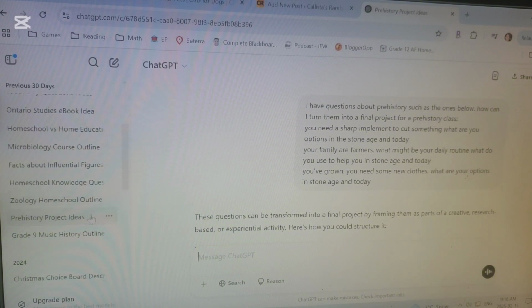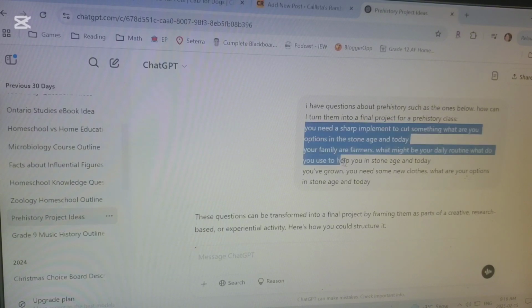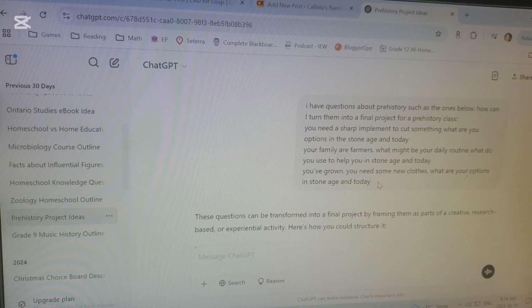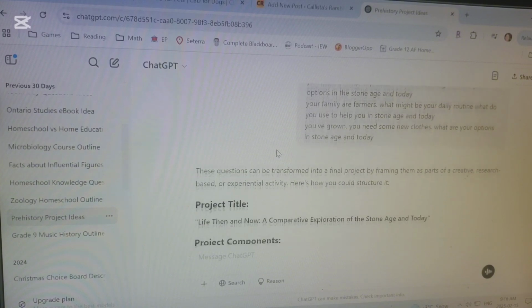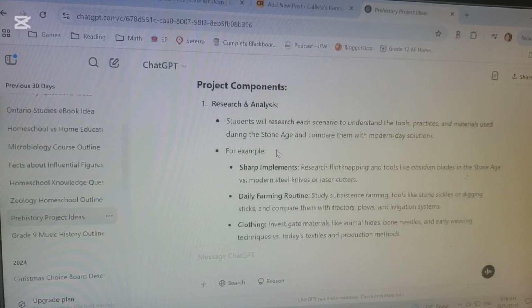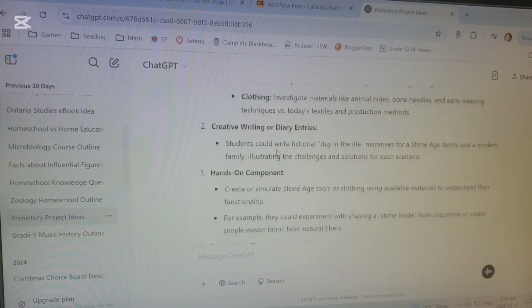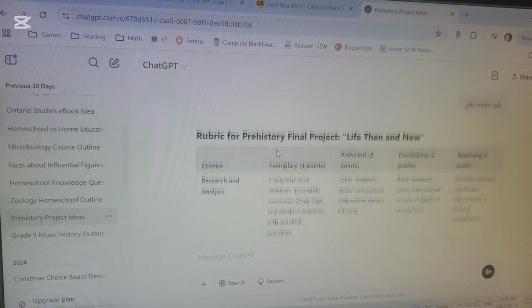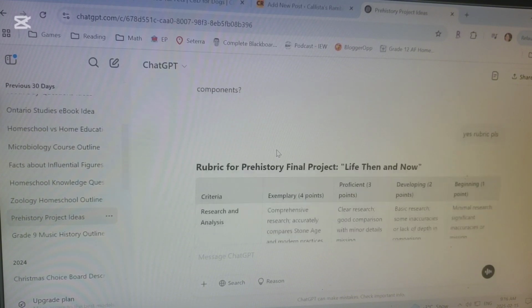That was the project. I'm sorry, I had a project for prehistory. So I have questions about prehistory, such as the ones below. How can I turn them into a final project for a prehistory class? These things I had found on a freebie that I downloaded, and I wanted to turn it into a project. So I asked it, and then they came up with a whole project: research and analysis, creative writing or diary entries, hands-on component, infographics, etc. I ended up asking for a rubric.